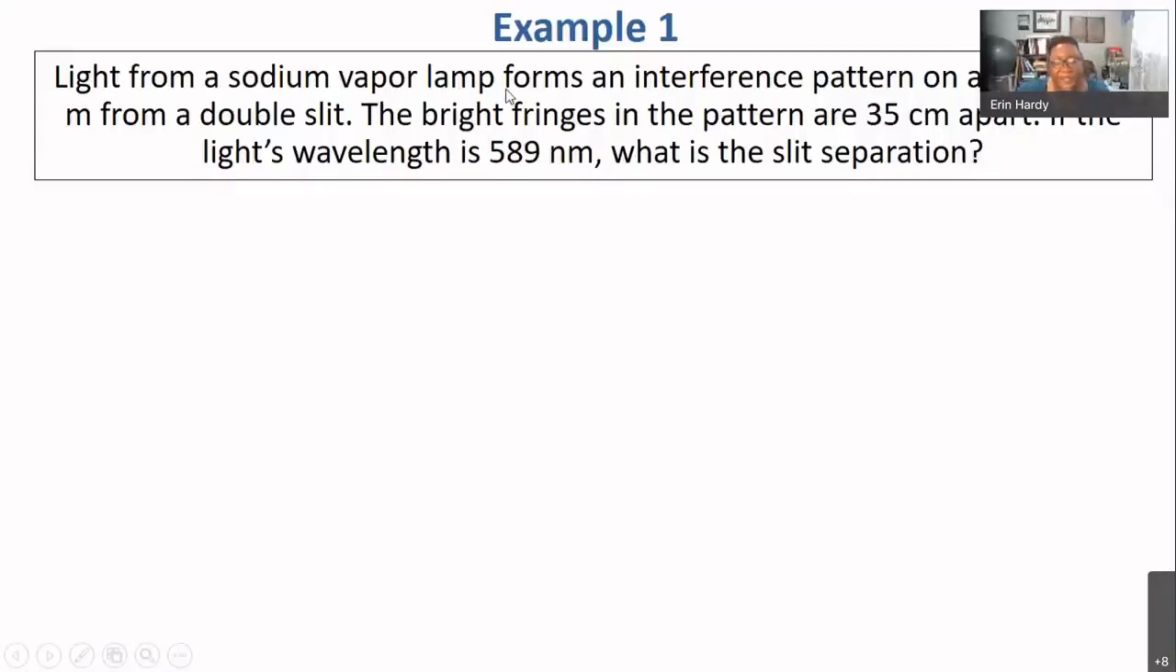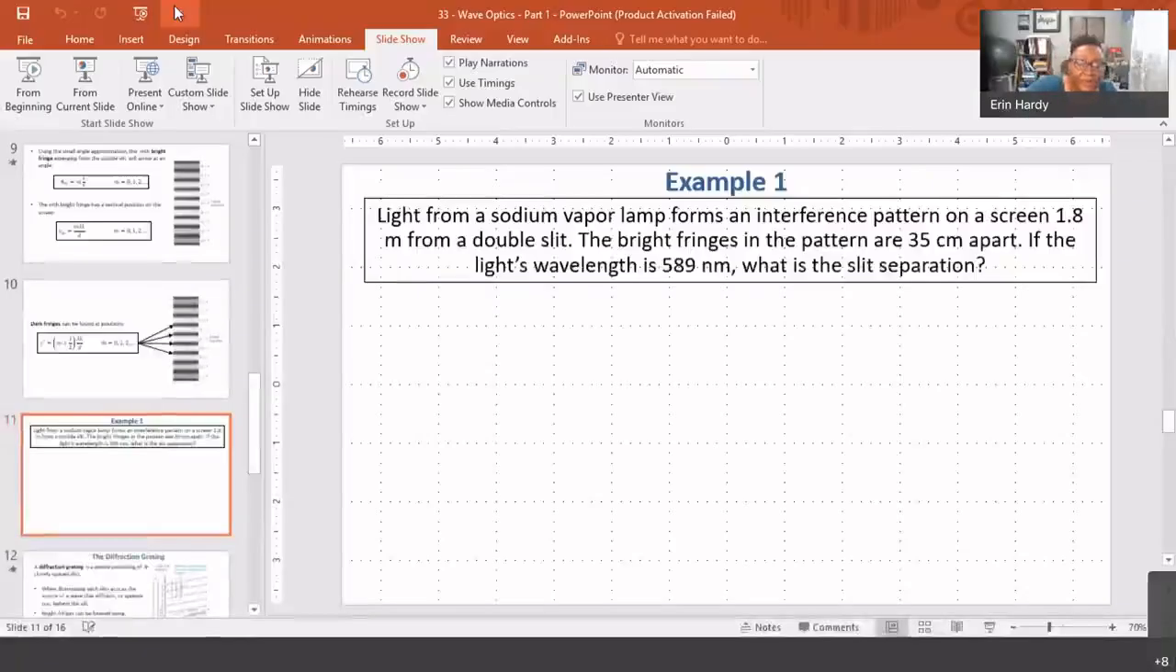Light from a sodium vapor lamp forms an interference pattern on a screen 1.8 meters from a double slit. The bright fringes in the pattern are 35 centimeters apart. If the light's wavelength is 589 nanometers, what is the slit separation? So let's switch back over and we'll take a crack at this one.